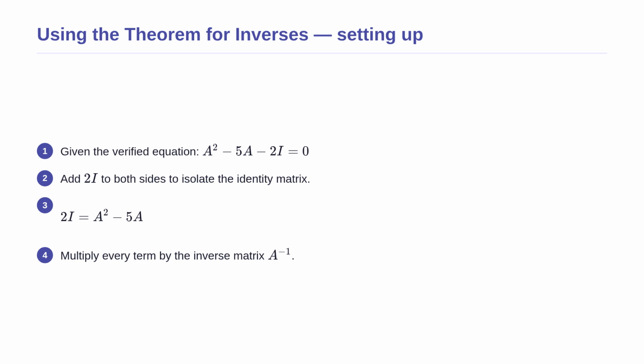Now that the identity matrix is isolated, our next logical step is to multiply every single term in this equation by the inverse matrix, A inverse. This will allow us to drop the powers of our matrices.